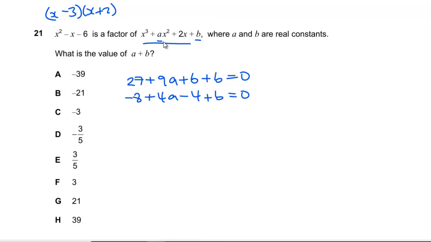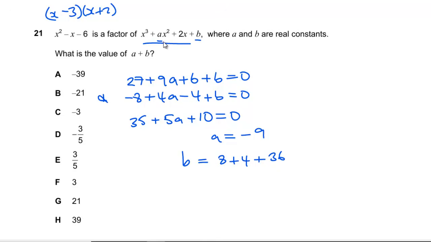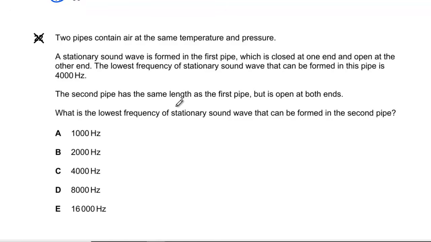Subtract the bottom one from the top one. 35 plus 5a plus 10 is 0. So a is, what's that, minus 45 over 5, minus 9. So b is then, let's go into the bottom one here. B is going to be 8 plus 4, and then minus 4 lots of a, so plus 36. So that's 48. And I want a plus b, so that would be 39, which is not, oh, it is there, it's H at the bottom. Okay, not a bad start.